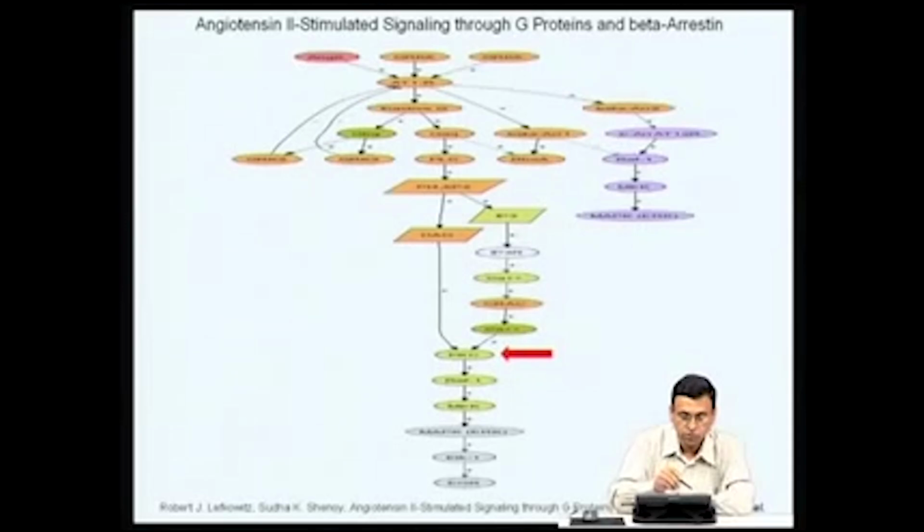Again, angiotensin 2 stimulated signaling through G proteins and beta arrestins involves the PKC pathway. I don't expect you to go through all the details here, but you can see that when these molecules bind to the receptors, it results in the activation of phospholipase C, and the synthesis of inositol triphosphate and diacylglycerol. Inositol triphosphate results in calcium release, and both DAG and calcium now activate PKC, leading to the activation of downstream signaling molecules, ultimately leading to the activation of the early growth response.